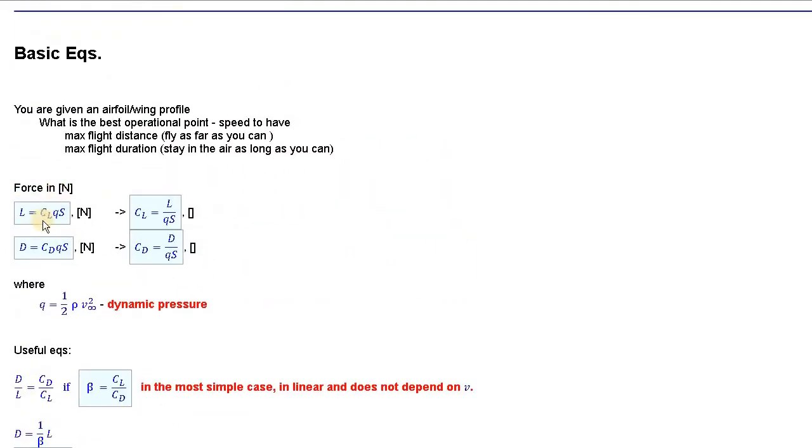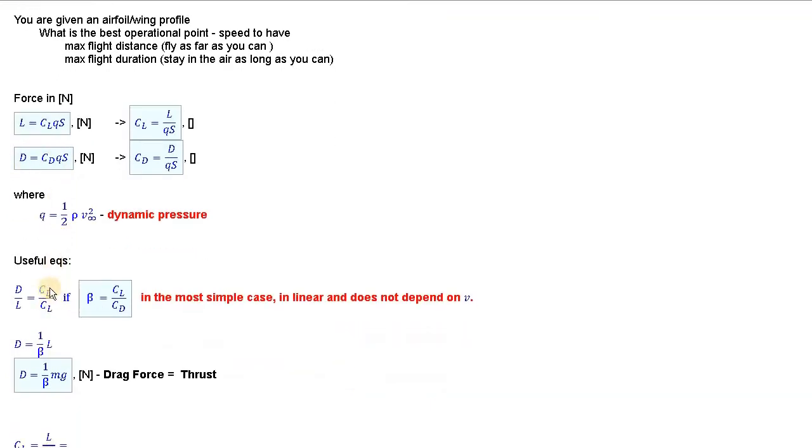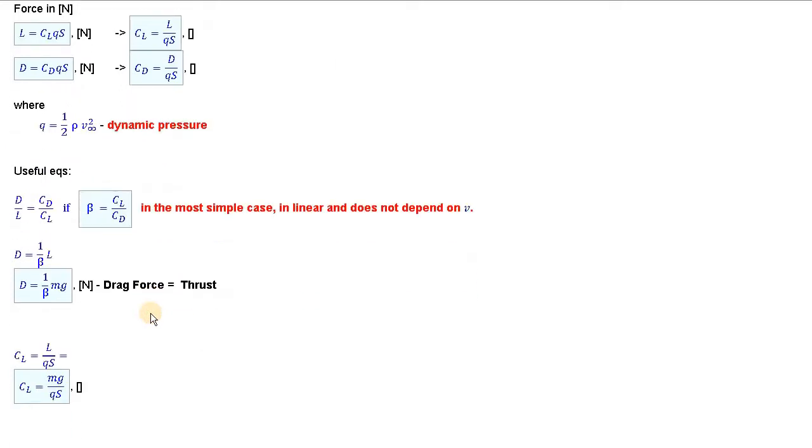Then we can divide one equation by the second one. So lift force divided by drag force. We're going to receive drag coefficient divided by the lift coefficient, and hence we can introduce beta constant proportional to lift coefficient divided by the drag coefficient. This number is going to be useful in the next section, so we remember this.